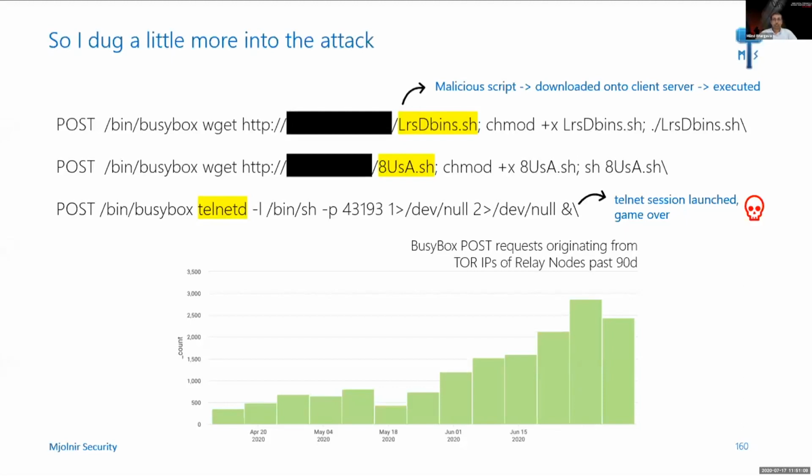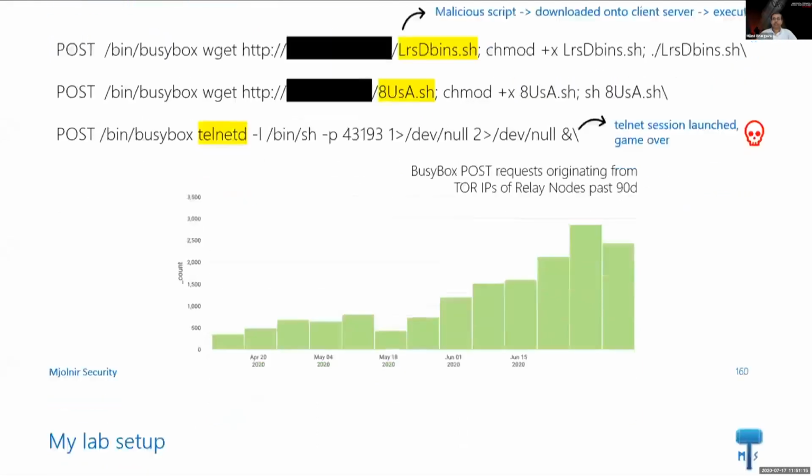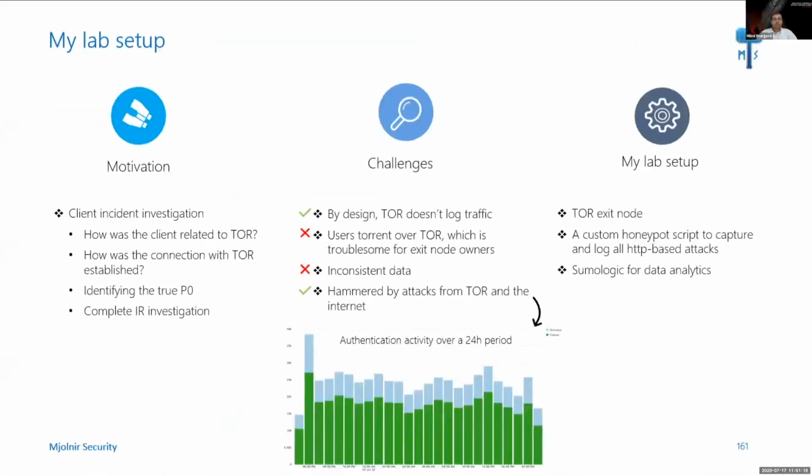Now, at this point, I decided I needed to get more information about this. So I built a lab. My motivation was to first identify how the client was related to Tor, and more about how this works with Tor. How's a Tor connection established? I have a rough idea of when, but how? And then identifying the true patient zero.